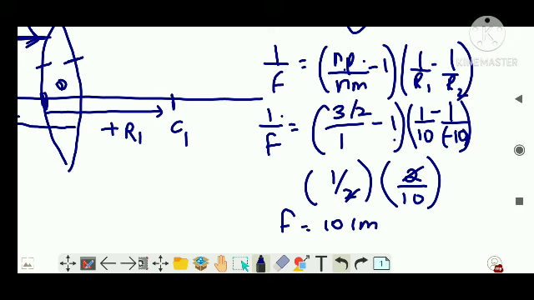So tell me, where will you see the focus? You will see it here at C1. This will be the focus of the entire configuration of the lens. Samajh mein aaya? Good to go?